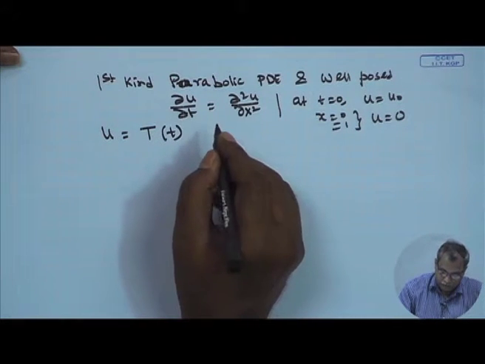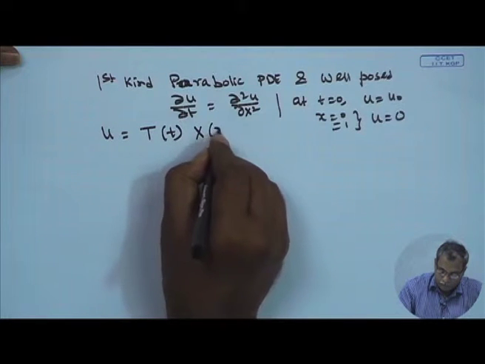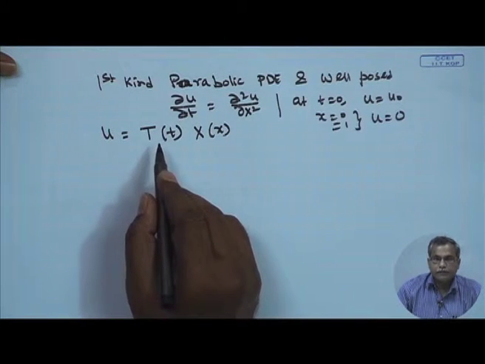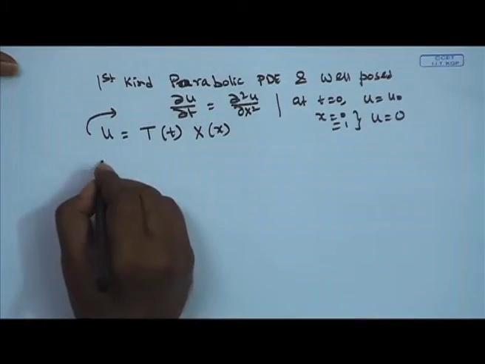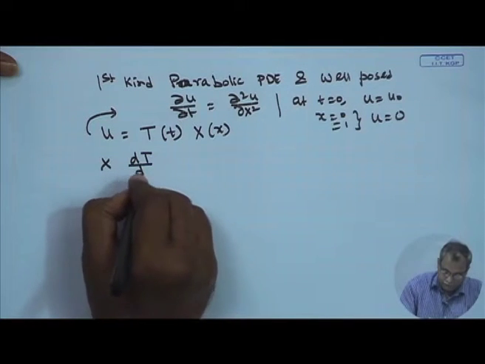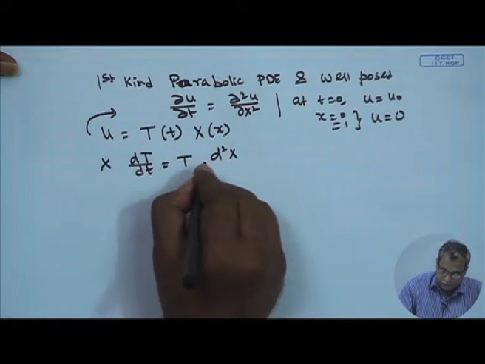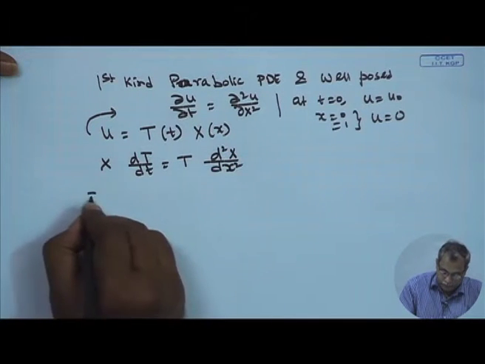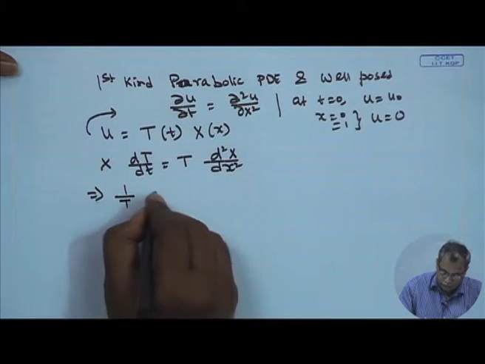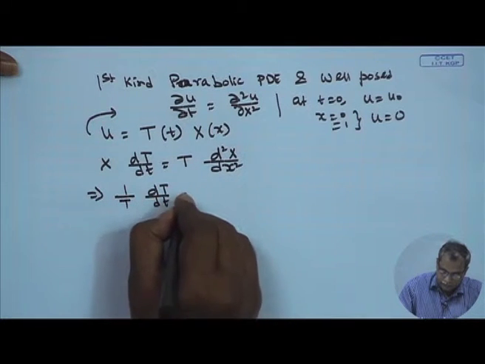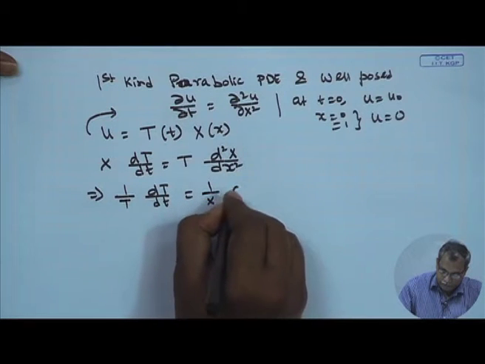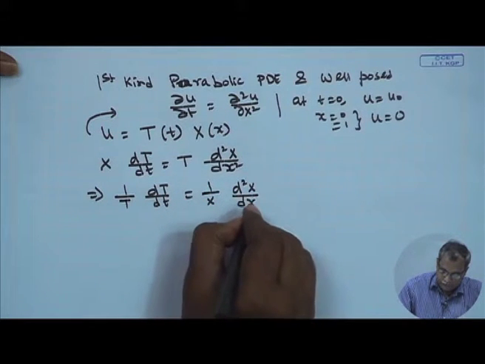Then we assume that u is a product of 2 functions: one is a sole function of x, another is a sole function of time. So u is equal to T times X. Now we put this in the governing equation. What we get is X dT dt is equal to T d square X dx square. If we divide by XT, this becomes 1 over T dT dt is equal to 1 over X d square X dx square.